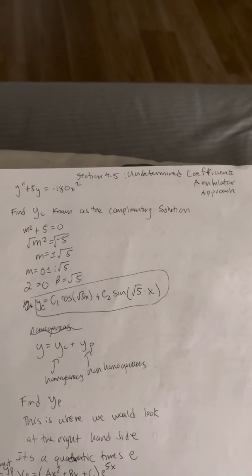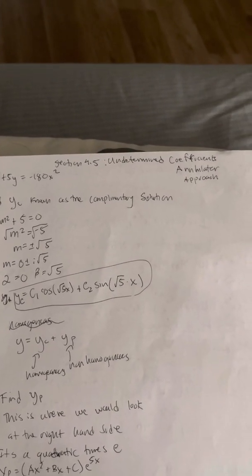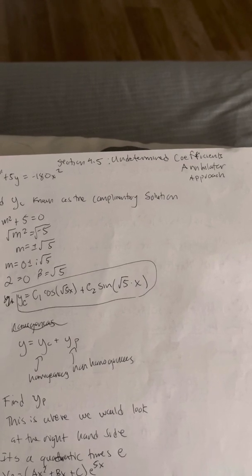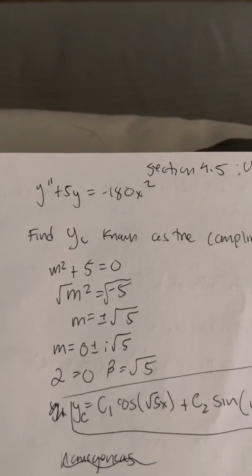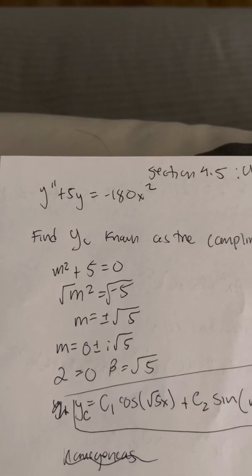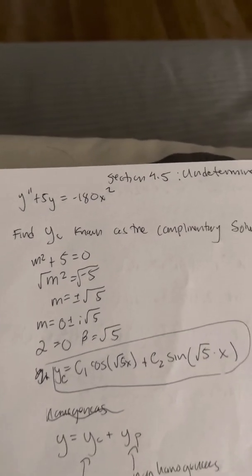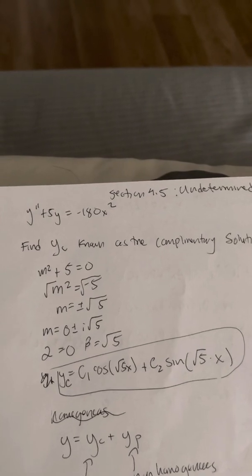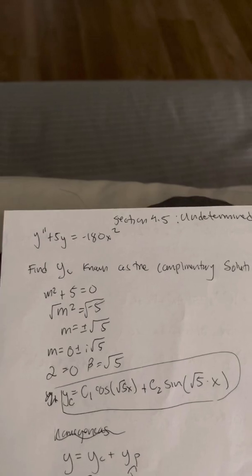Alright guys, so today we're going to be doing section 4.5, solving equations using the annihilator approach. So what I have here is y prime plus 5y equals negative 180x squared. In order to solve this problem, we're going to be doing it in two steps. First, we're going to find yc, known as the complementary solution, and then we'll find yp.